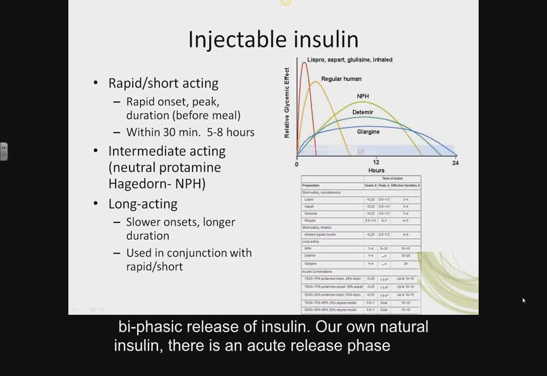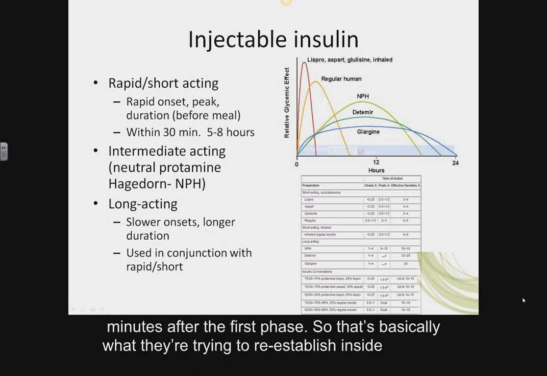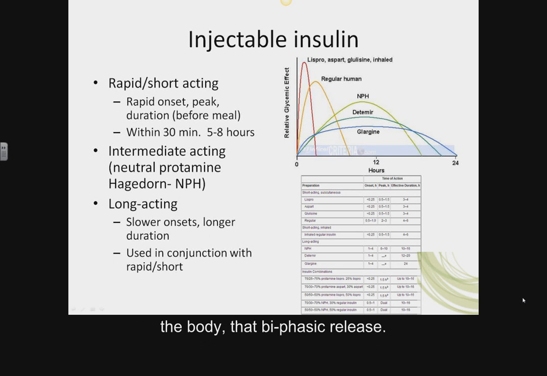They're trying to mimic the biphasic release of insulin, our own natural insulin. There is an acute release phase, remember, within so many minutes, and then there's a second release phase, about 10 minutes after the first phase. So that's basically what they're trying to reestablish inside the body, that biphasic release.